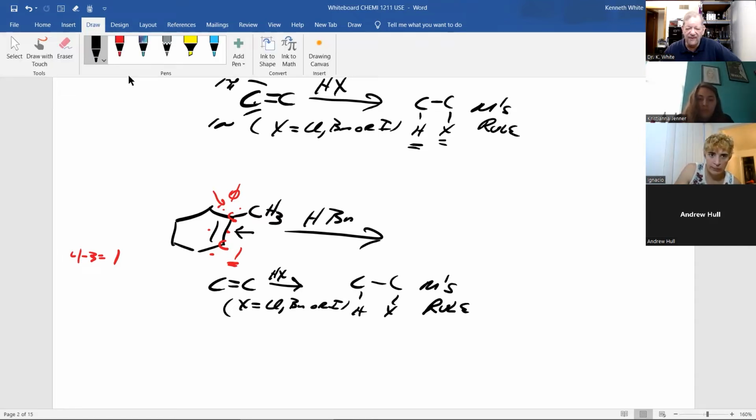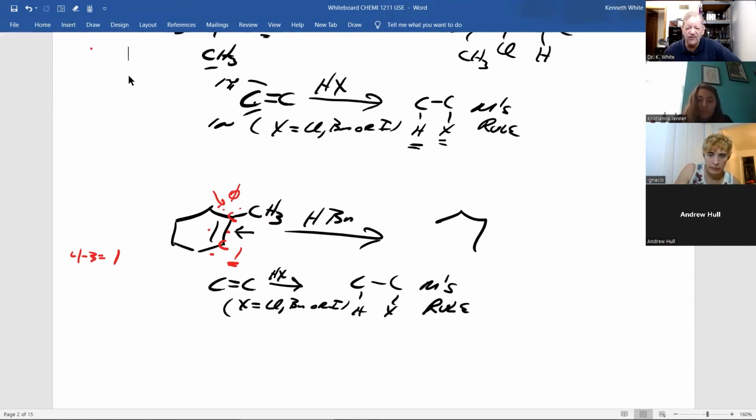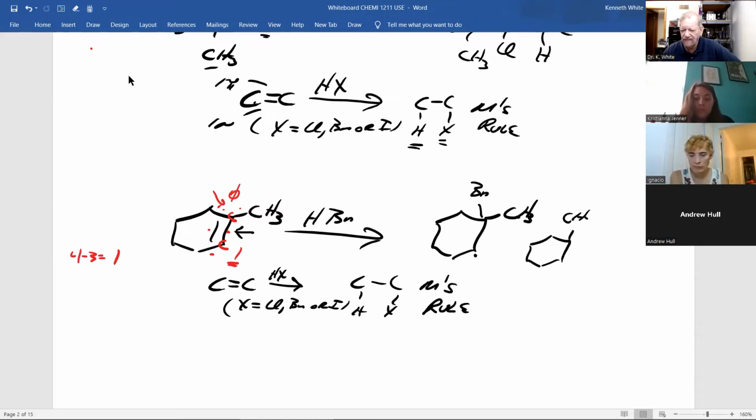Now, do we break carbon-carbon single bonds? No. So I'm still going to have my ring. I'm still going to have the methyl group. Now, the hydrogen goes here, but we don't show it. The halogen goes to the other carbon, and that would be this carbon right here. And there it is. Now, you could also have drawn it this way. And for this class, it makes no difference.